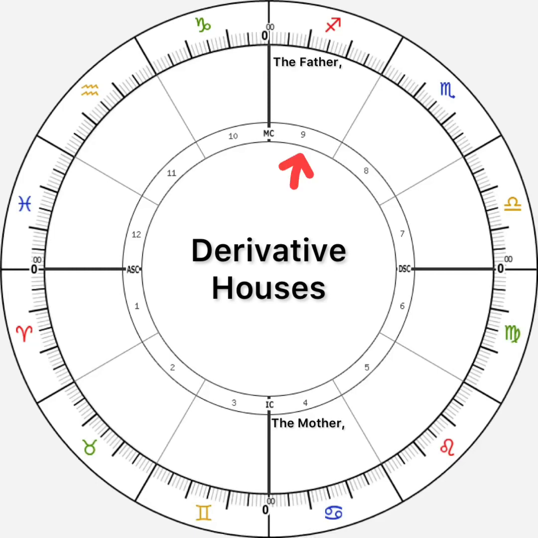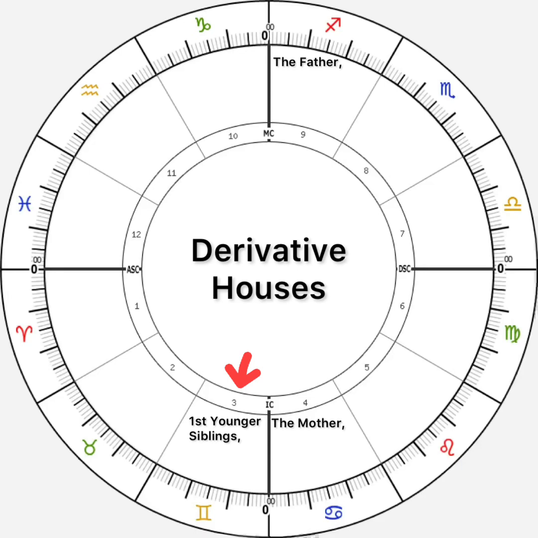So we've got to talk about which house is going to represent other people, right? So let's start with siblings. Normally siblings will be seen from your 3rd house, so this is the area you want to look at. But we want to be specific.